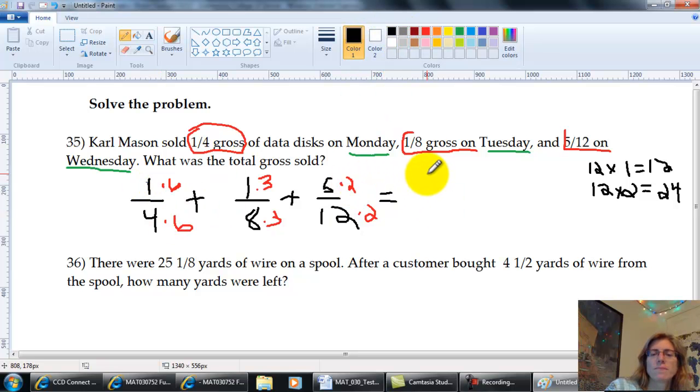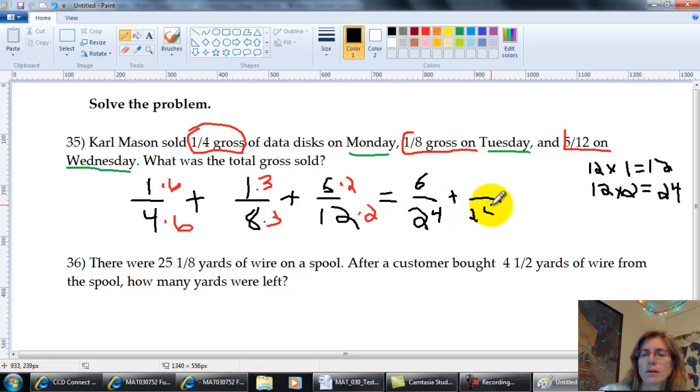1 times 6 is 6. 4 times 6 is 24, so 1/4 becomes 6/24, plus 8 times 3 is 24. Let's do our next fraction. 1 times 3 is 3, and then plus 12 times 2 is 24 for this last fraction. 5 times 2 is 10.